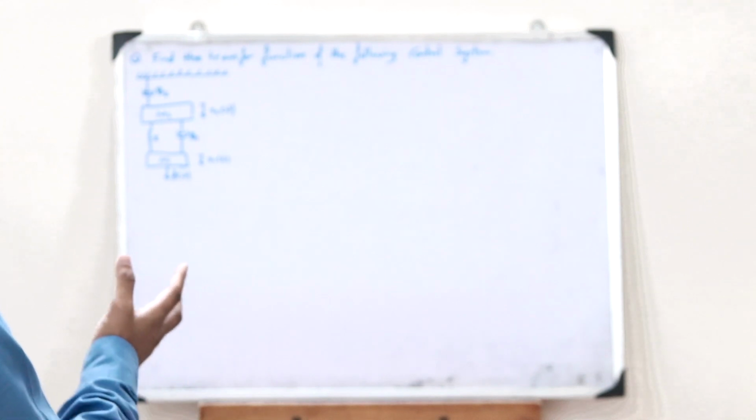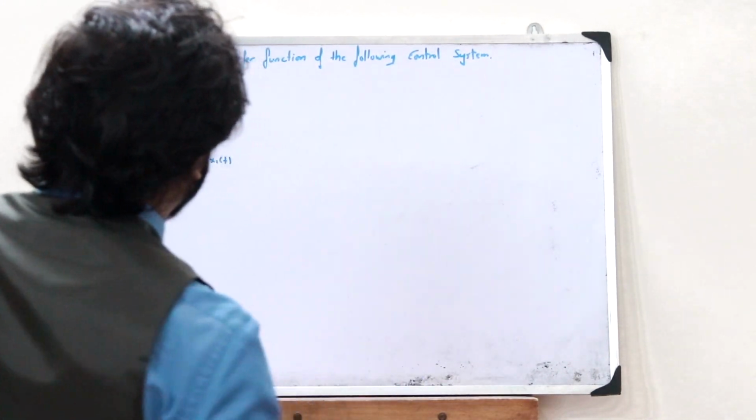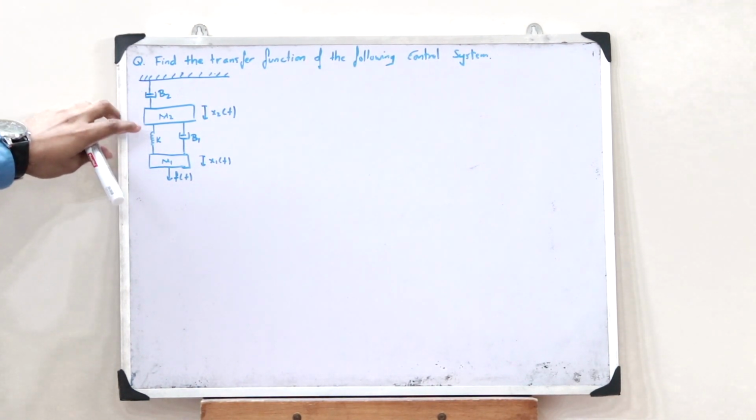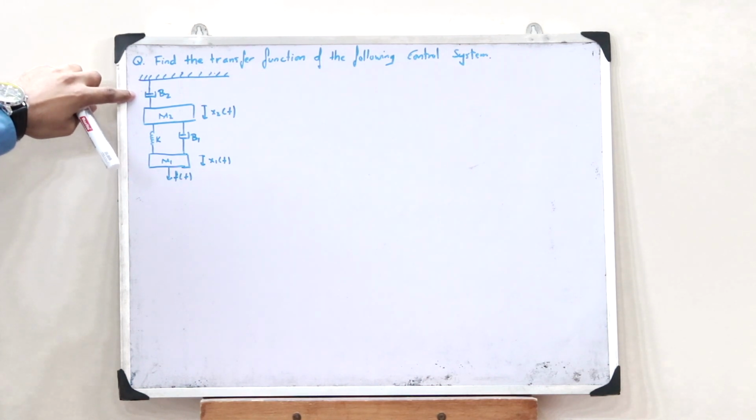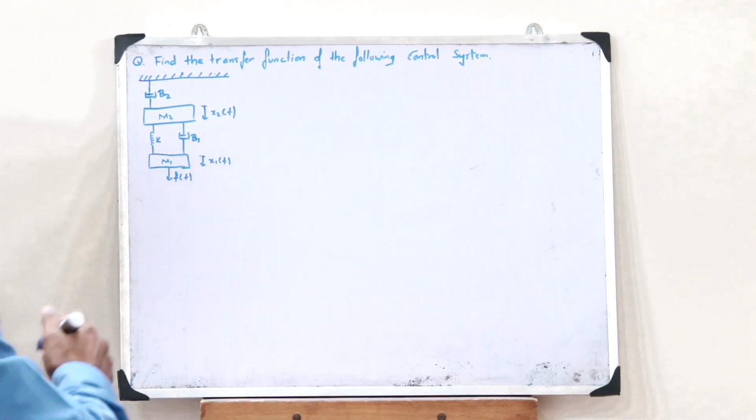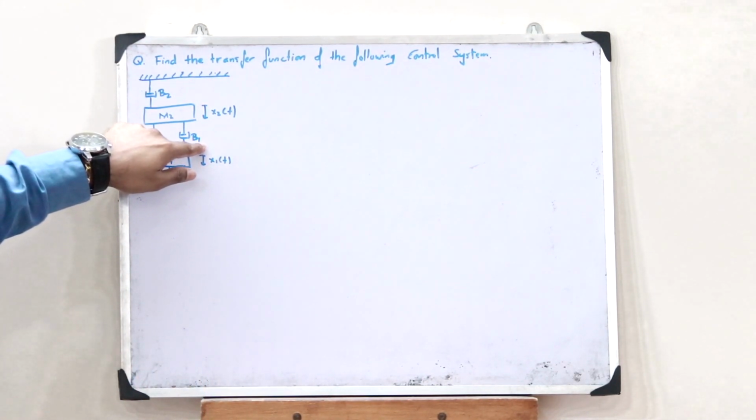So let us see this particular question. Find the transfer function of the following control system. Here we have two masses, M1 and M2, and here we are given a particular damper B2, and here we are given a particular spring having a spring constant K1 and a particular damper again having a damping constant B1.